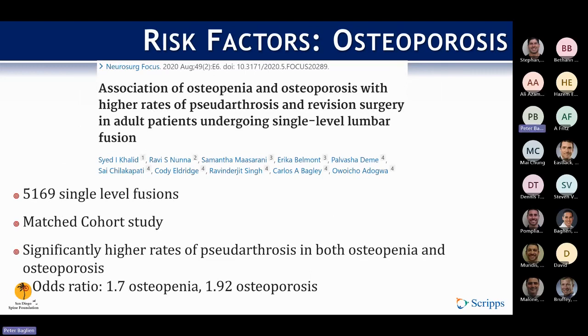All right, so looking at osteoporosis, which does spring off of vitamin D in some ways. This was a 2020 paper that looked at over 5,000 single level fusions with a matched cohort study. They found significantly higher rates of pseudoarthrosis in both osteopenia and osteoporosis compared to a control group, with odds ratios of 1.7 and 1.9 respectively. I think this probably relates to there being some biological component rather than just a mechanical component to osteoporosis that is influencing fusion.